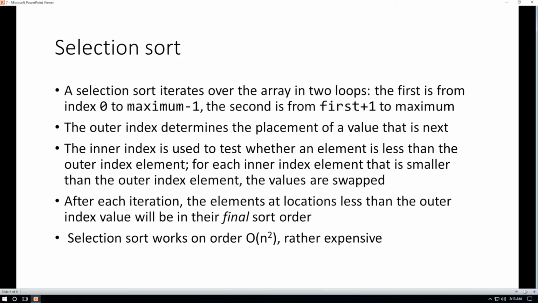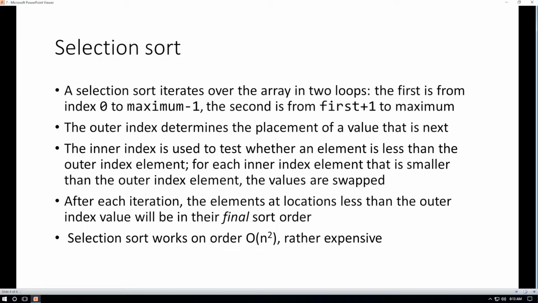We assume that the element at index 0 is the smallest. Chances are it is not, which means that inner loop will find an element that is smaller. And what we do when that happens is we swap them. So we put the new smallest value at index 0, and we continue the inner loop all the way to the end. So eventually, the smallest element found will be in index 0.